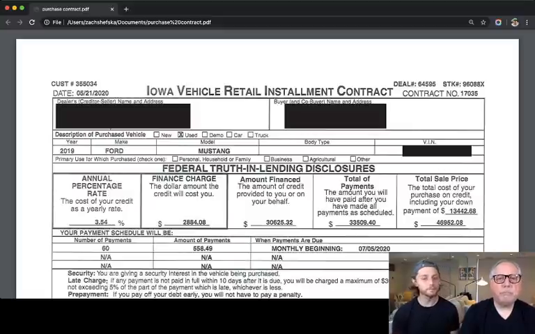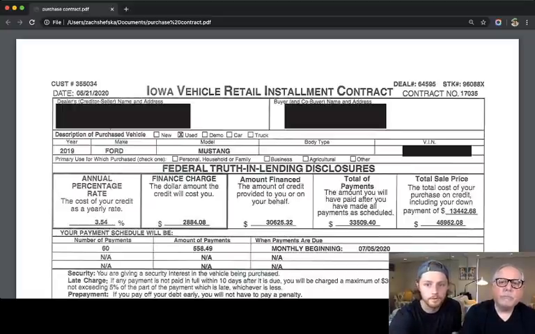So why don't we do this? My first question to you, Dad, is, this is what we've blacked out, obviously, information that we can't share. It wouldn't be right to share that information. There's no need for that to be online. But this is an Iowa vehicle retail installment contract. Are these contracts similar from state to state? Yes, because these have to deal with federal truth in lending guidelines.